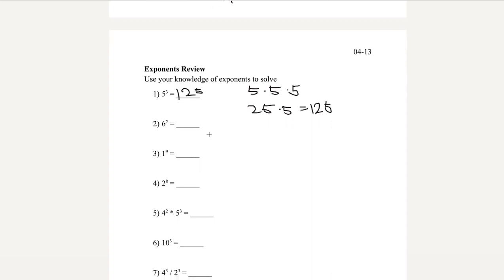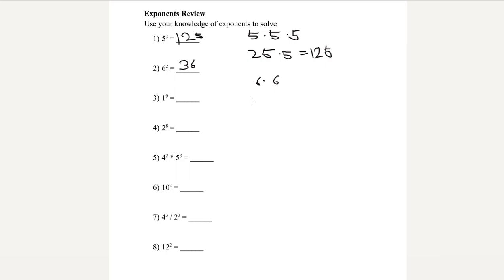Let's try number 2, 6 squared. 6 times 6, 36. And then 1 to the 9th, even though it's a lot, 1 times anything is still 1, so 1 times 1 times 1 times 1. Whatever it is, it will still always be 1.